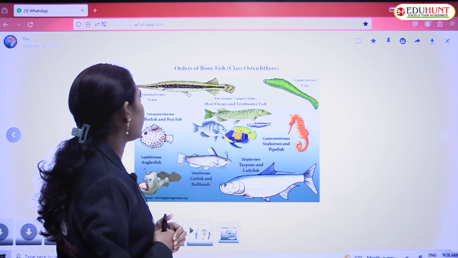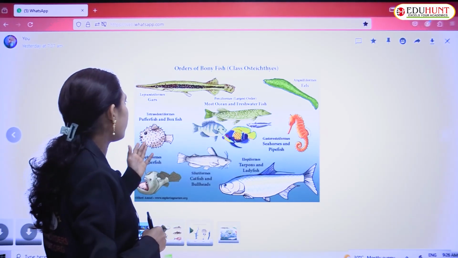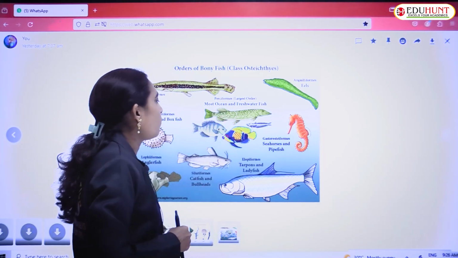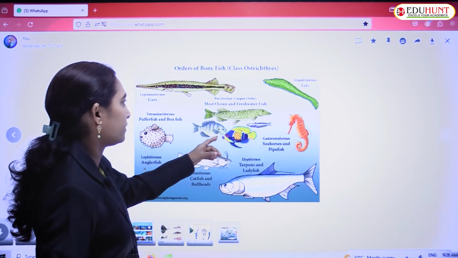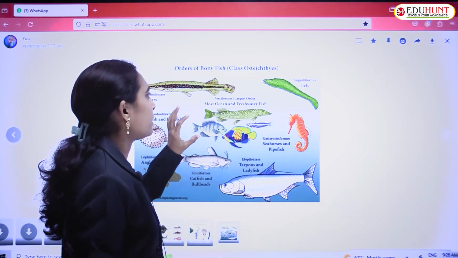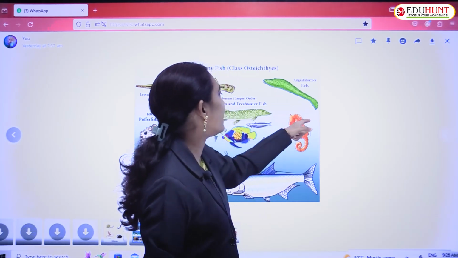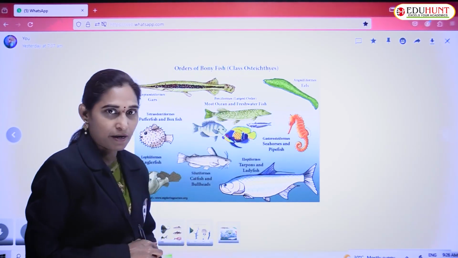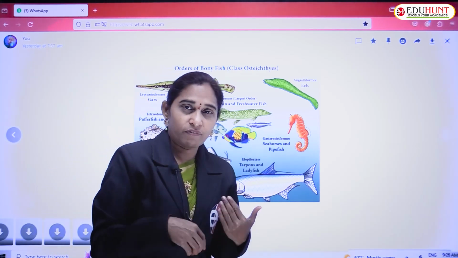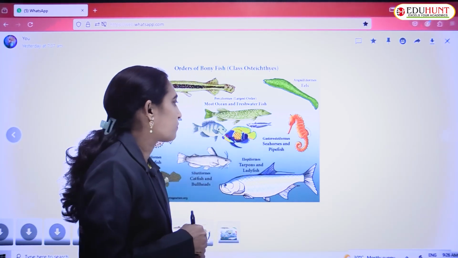These are some bony fish. You can see the puffer fish here, and most of them are ocean fish. The fish shown in the picture belong to the ocean habitat. They live in ocean waters. And these are the eels. Eels have a special feature that they migrate from freshwater to marine water and marine to freshwater.